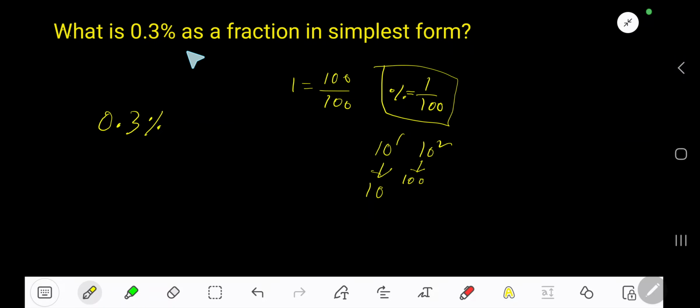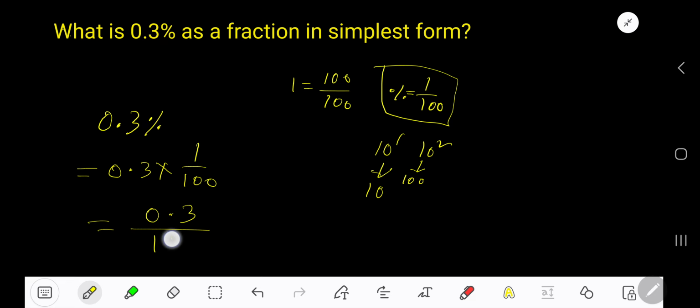What is 0.3% as a fraction in simplest form? Look, just rewrite it. Percent means 1 over 100. Now multiply, divided by 100.